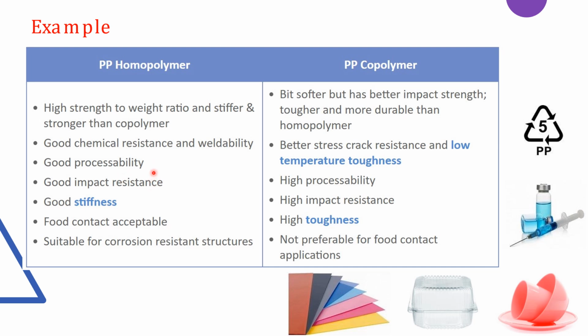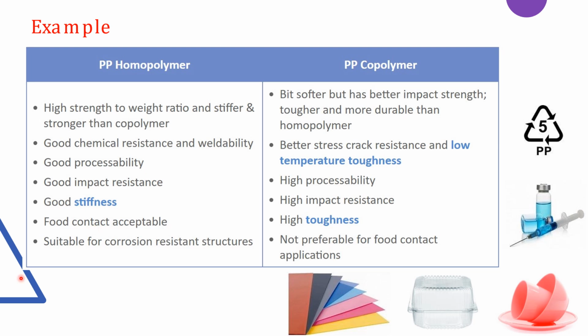They exhibit strong resistance to various chemicals, making them suitable for containers and pipes used in chemical industries. Good processability: the ease of processing polypropylene homopolymers allows for efficient manufacturing of the product. And good impact resistance: even despite being stiffer, they can absorb impact without breaking, suitable for automotive parts. Good stiffness: the high stiffness of polypropylene homopolymers makes them ideal for applications like plastic chairs and storage containers. Food contact acceptable.